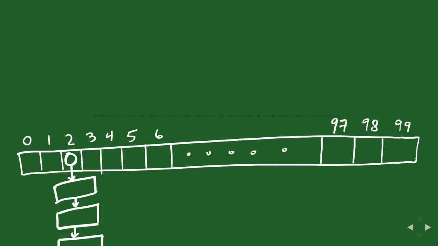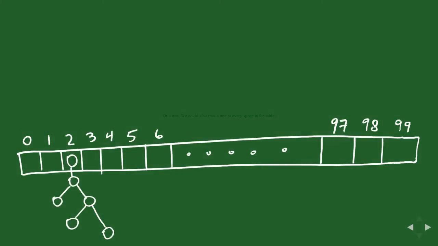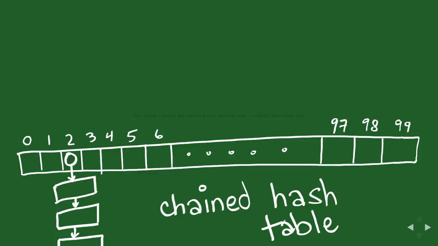Alternatively, we could root a linked list at every space in the array. That way, our hash table can take as many values as we can throw at it. Or a tree. We could also root a tree at every space in the table. This, rooting a separate data structure at every spot in the table, is called a chained hash table.